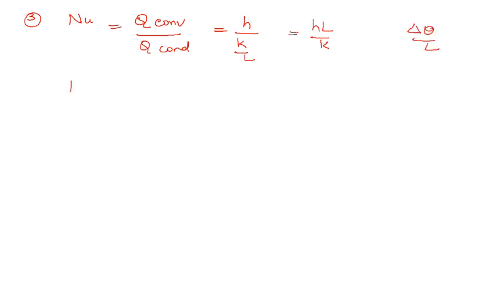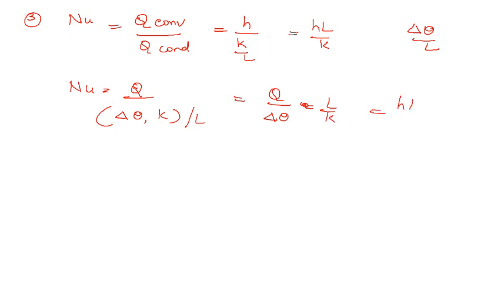Thus the Nusselt number is Q by delta theta into K divided by L, or it can be written as Q by delta theta into L by K, which is nothing but hL by K. It is a ratio of the characteristic length L to the thickness delta X of a stationary fluid layer conducting the heat at the same rate under the same temperature difference as in the case of the convection process.